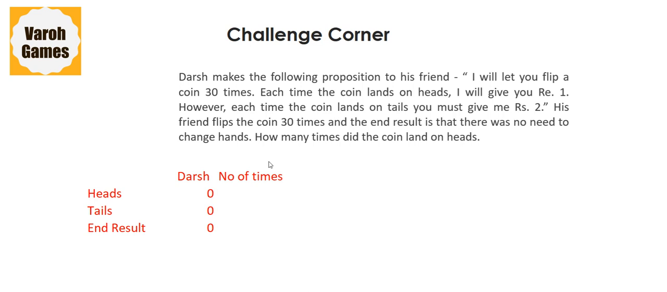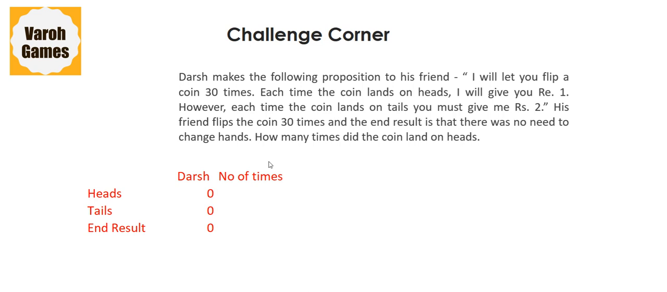Now, what does it say? Darsh asks his friend to flip a coin. How many times? 30 times. And he says that if head is coming, Darsh will pay rupee 1 to his friend. But if tails is coming, Darsh will get rupees 2 from his friend. So his friend starts flipping the coin and he flips it 30 times.